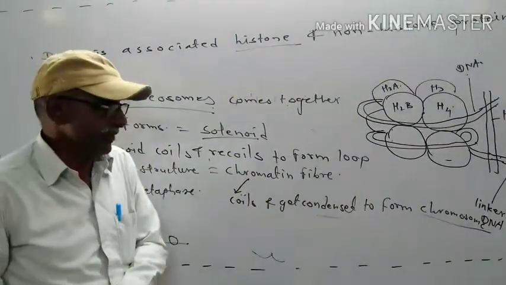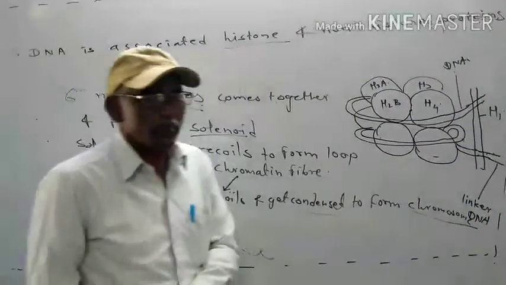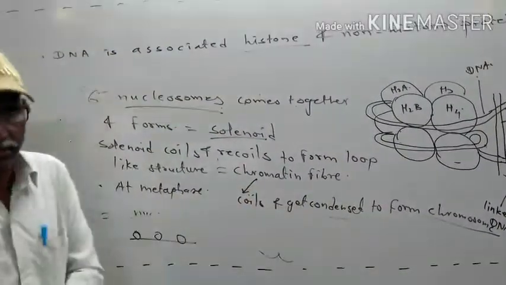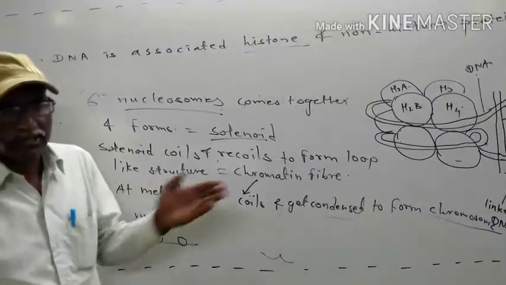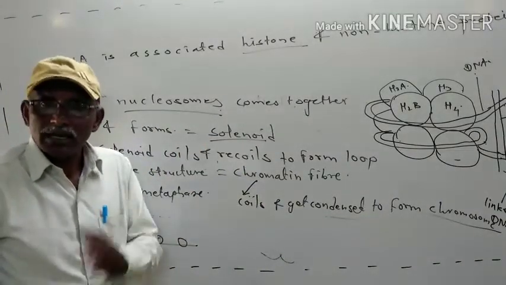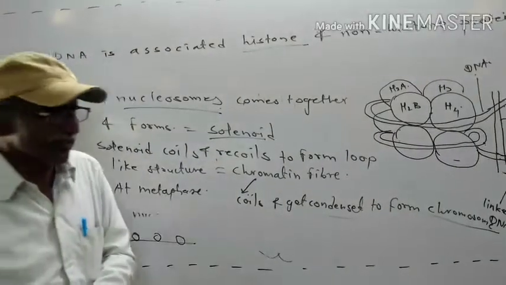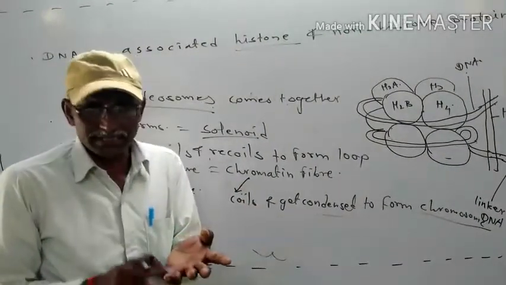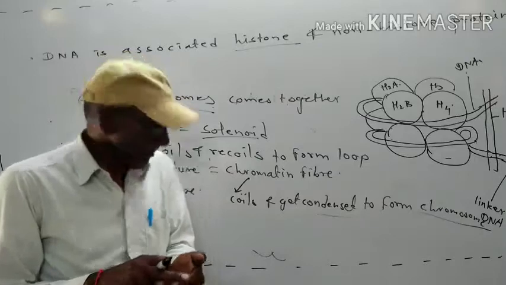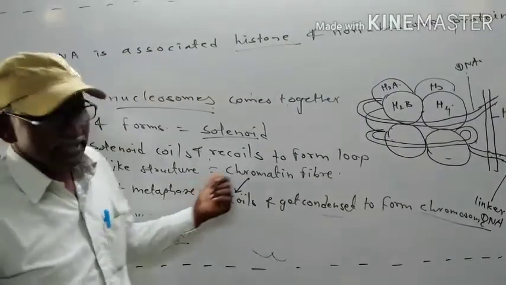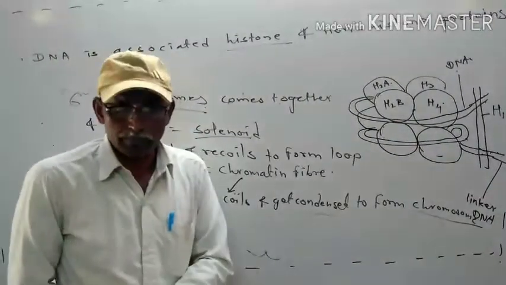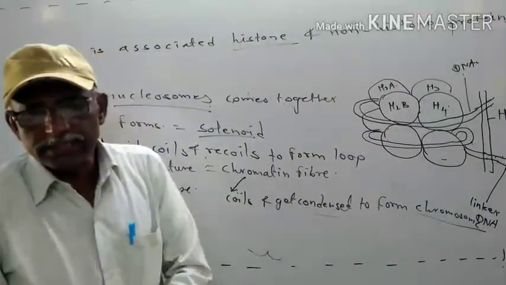Meiosis is very important, and for meiosis and mitosis there is a need of chromosome. In mitosis there are two main stages, karyokinesis and cytokinesis. In karyokinesis we have seen four phases: prophase, metaphase, anaphase and telophase. At the metaphase stage, these chromatin fibers coil and get condensed to form chromosome. So such is the nucleosome.